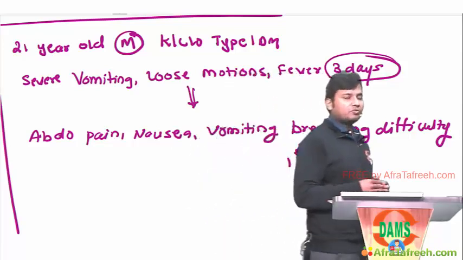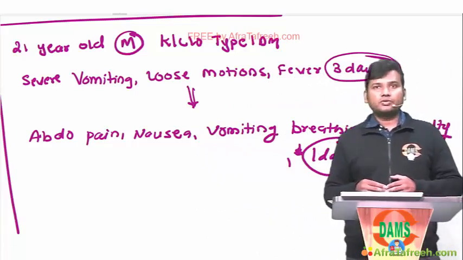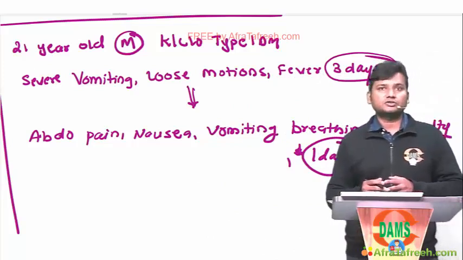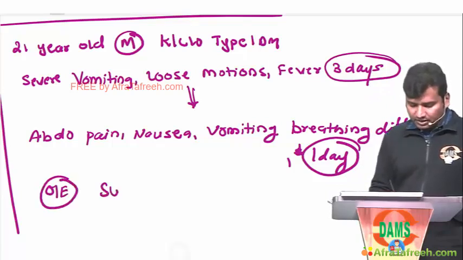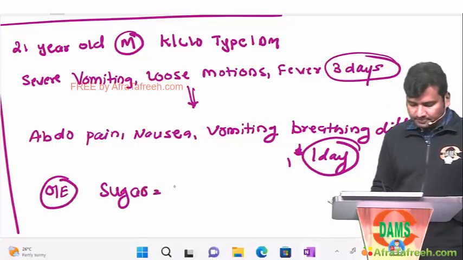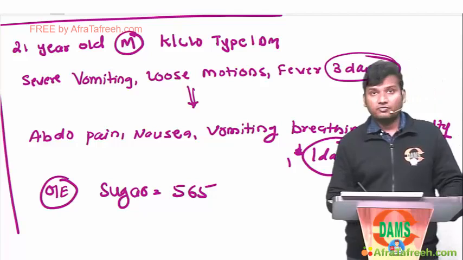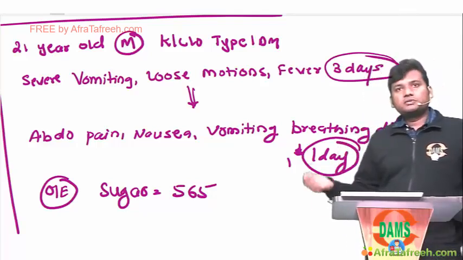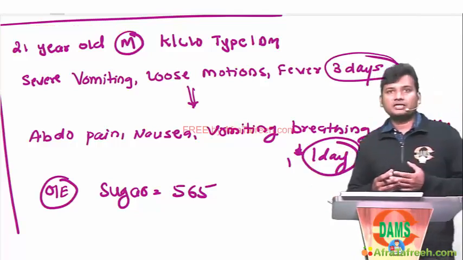Okay, so now the patient is in diabetic ketoacidosis, and is coming to us with all these complaints and with a history of acute gastroenteritis. Now on examination we got sugar levels around 565. Okay, urine ketones, blood ketones are present. Now how will you treat, how will you manage your patient?